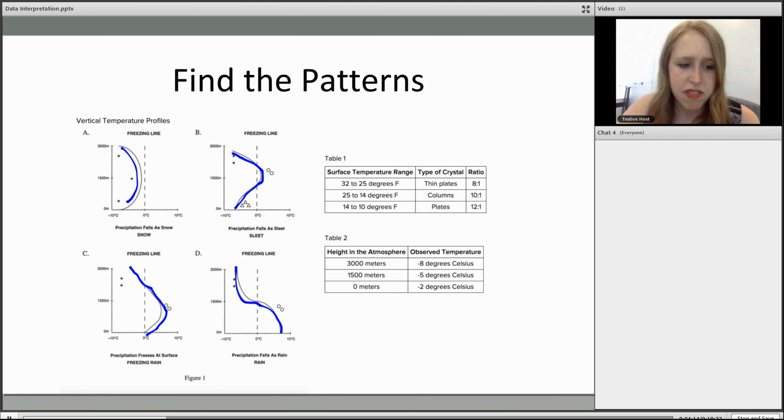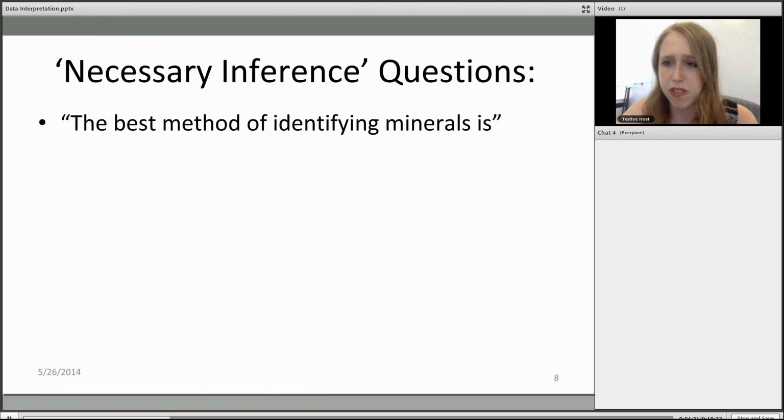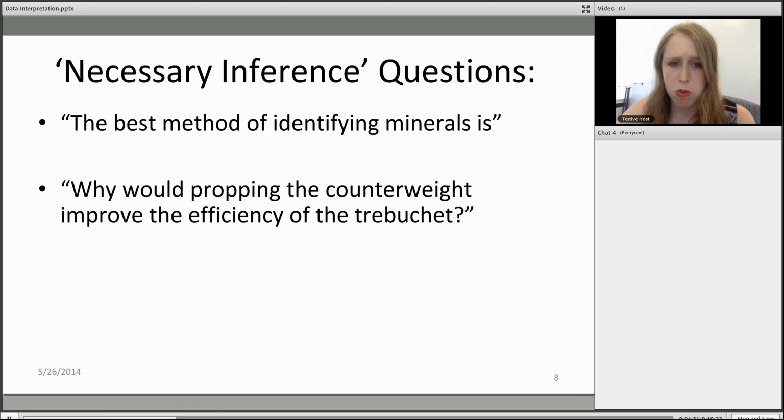Okay, so let's dive into our different question types. The first question type is the necessary inference. The necessary inference is kind of like making your own assumption based on the passage. Some examples of this are: the best method of identifying minerals is, or why would propping the counterweight improve the efficiency of the trebuchet? I don't know a lot of those words, so we're going to have to look at that passage later.